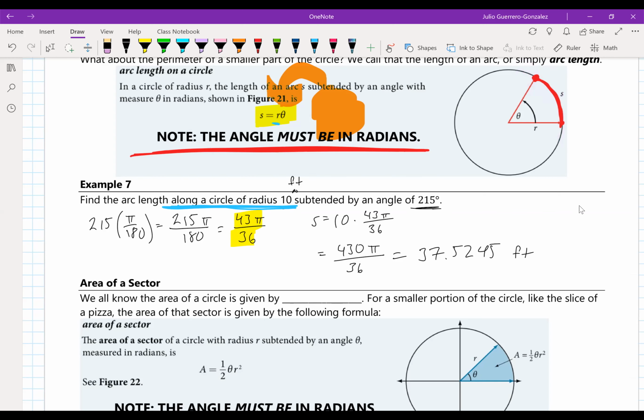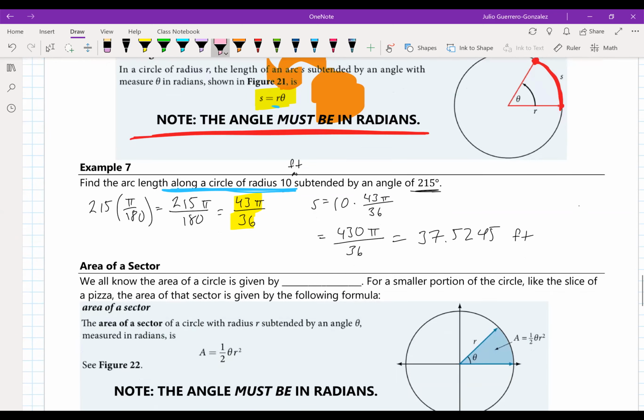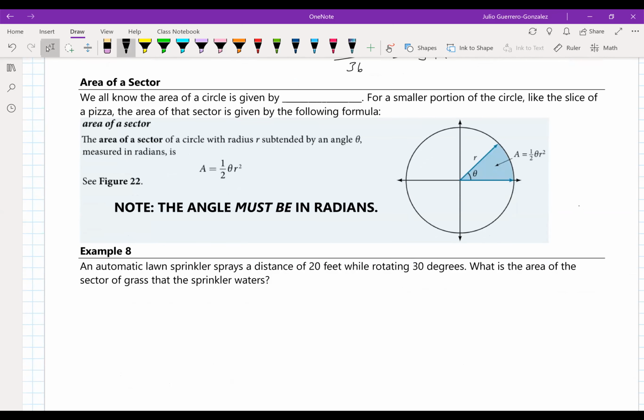Okay. Similarly, we have the area of a sector. So the area of a circle, this is the one that you just said, pi r squared. The actual formula for it, this is the general formula for it, is that right there.